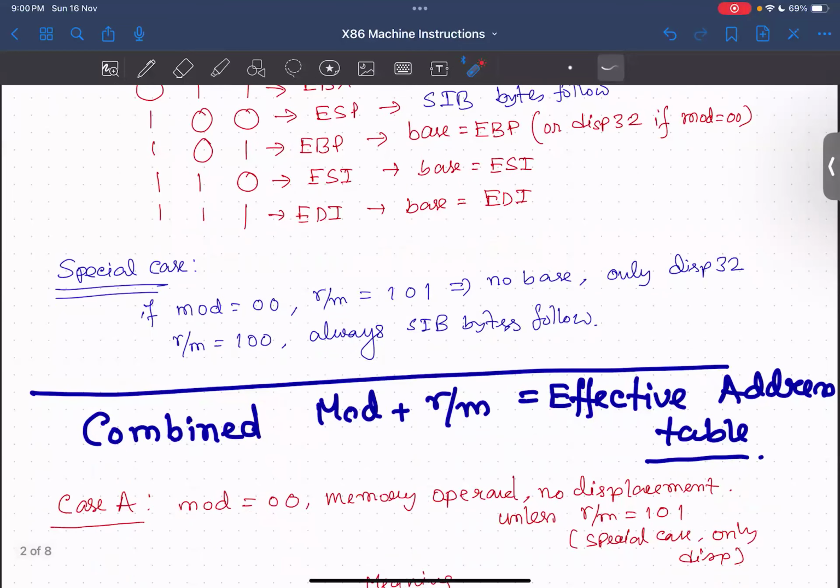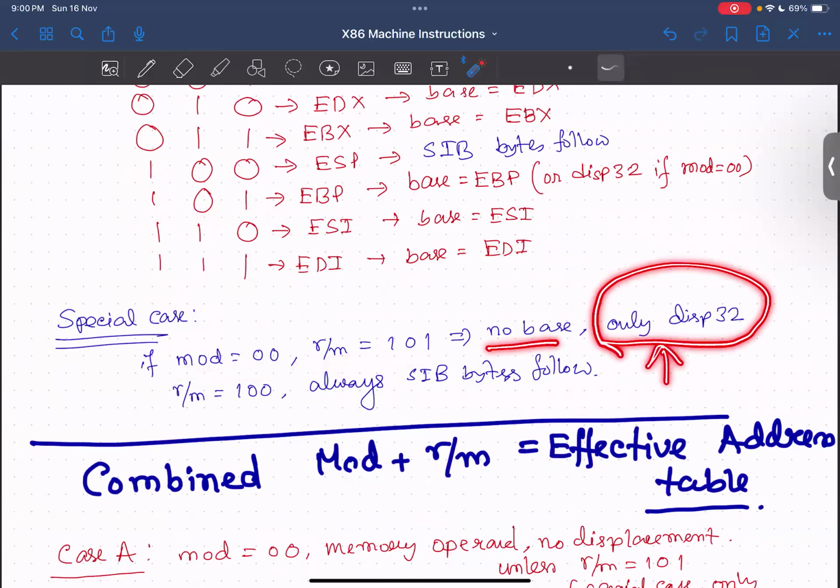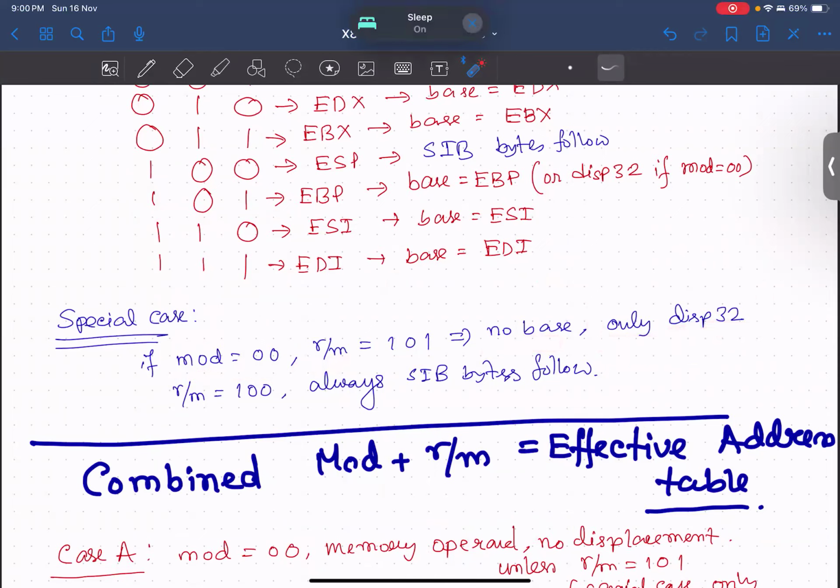As I mentioned, there is this special case. If mod is 00 and RM is 101, which I mentioned here, then there is no base. So your address is basically an absolute value in this displacement 32 section. And another special case is if RM is equal to 100, then it is always followed by a scale-index-base byte.